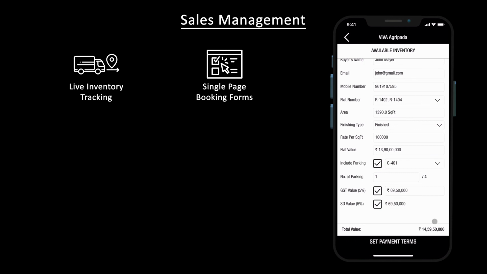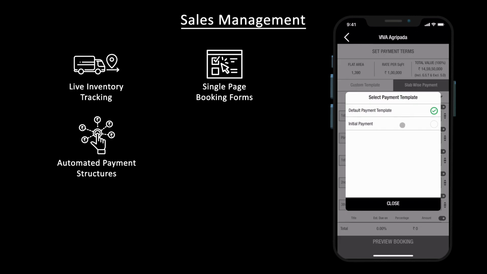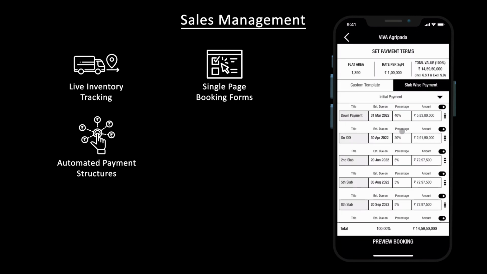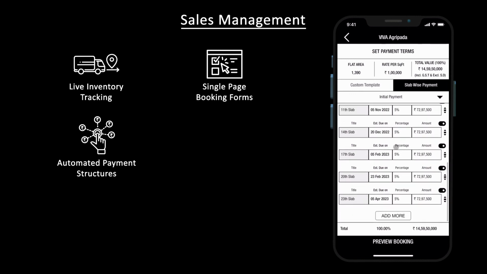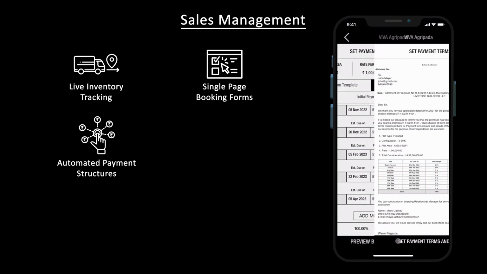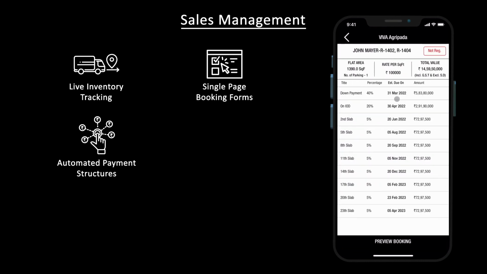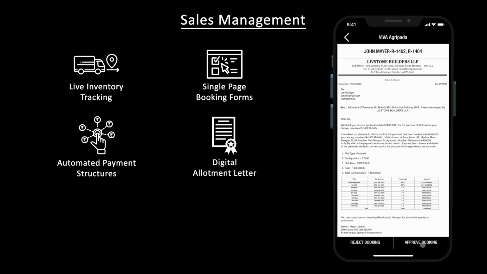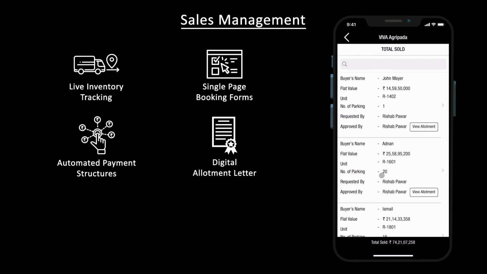Next, you tap on Set Payment Terms. Here you can choose any of your various custom templates which are construction linked. In this case, we choose Initial Payment Template. As you see, the values are automatically calculated. You check if all are okay and instantly preview the allotment letter. On approval of the sale booking from the senior management, a digital allotment letter is automatically mailed to the buyer and the unit is debited from the inventory. The particular sale can be accessed at any point from the total sold, where you can preview all the terms of sale.